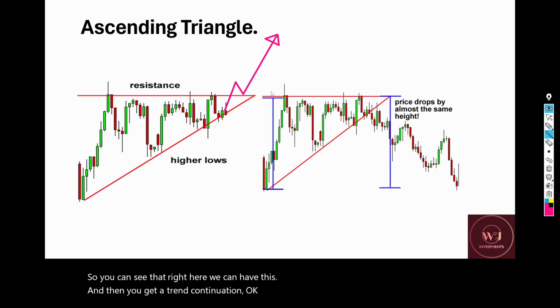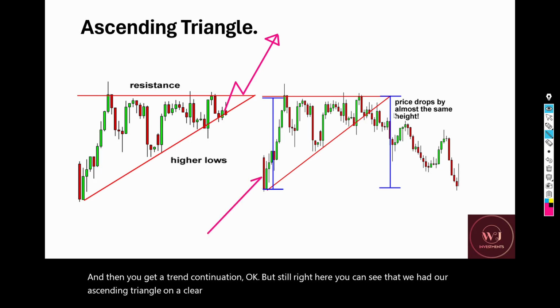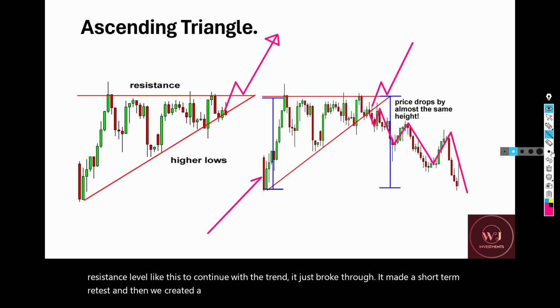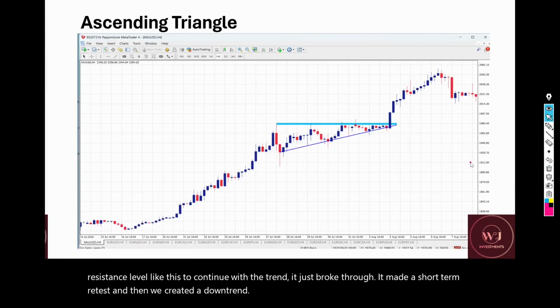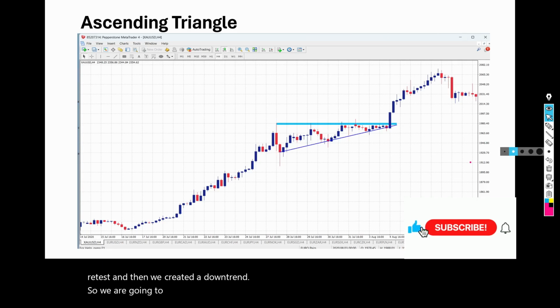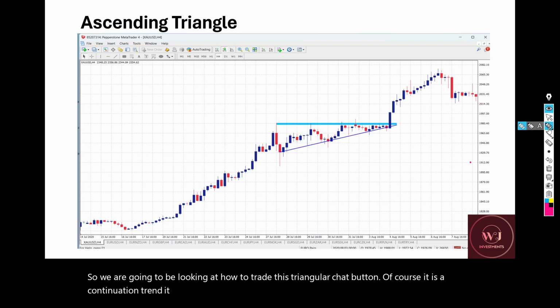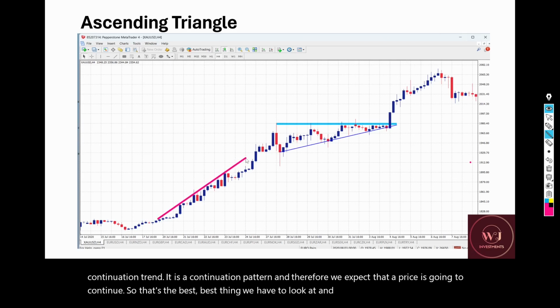But still, right here you can see that we had our ascending triangle on a clear uptrend. But then, instead of the price breaking through the resistance level like this to continue with the trend, it just broke through, made a short-term retest, and then we created a downtrend. So we are going to be looking at how to trade this triangle chart pattern. Of course, it is a continuation pattern, and therefore we expect that the price is going to continue. That's the best thing to look at, and it happens on a clear uptrend.